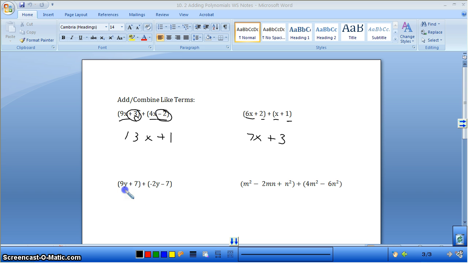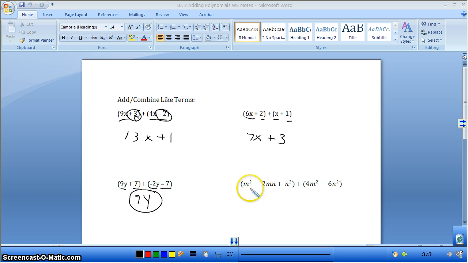Alright, once again, okay, identify the like terms, 9y and a negative 2y. So I have 9y minus 2y. Okay, so that's going to give me 7y. And then I have a positive 7 and a negative 7. If I add those together, it's going to give me 0. So the answer here is 7y.